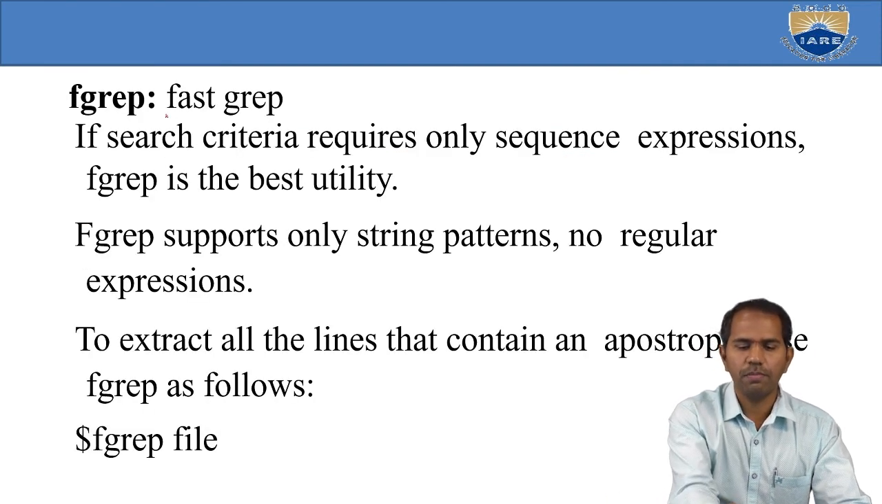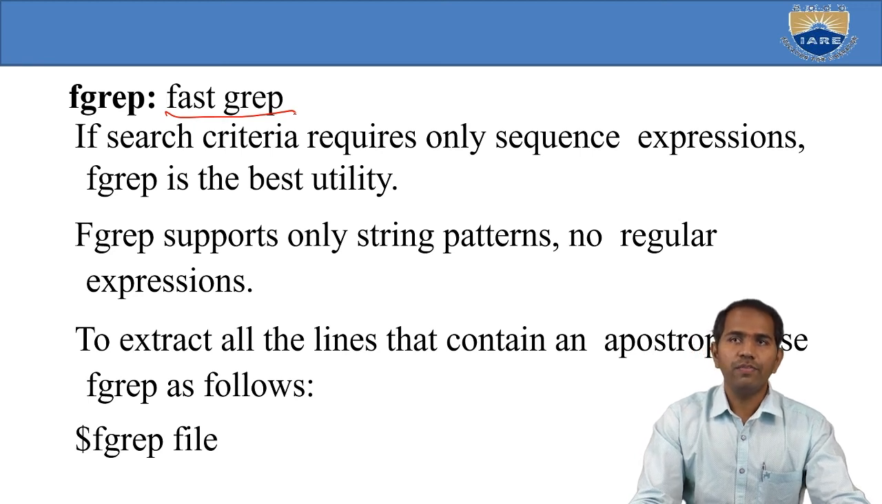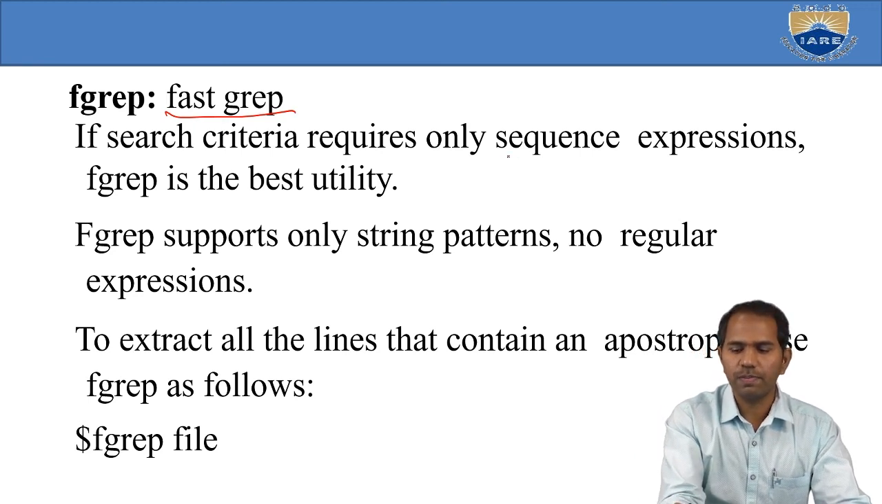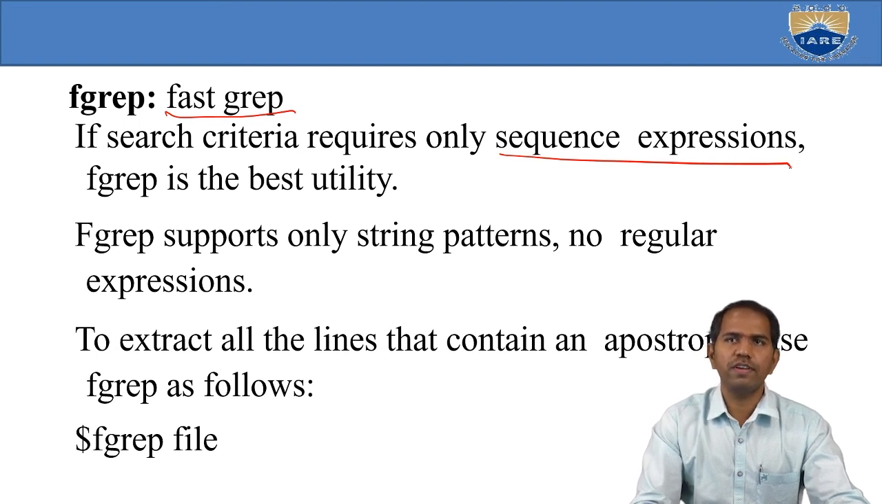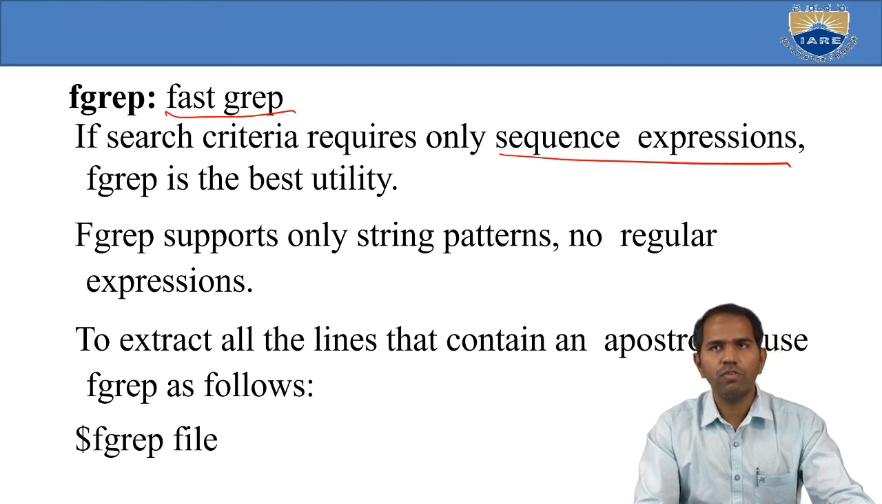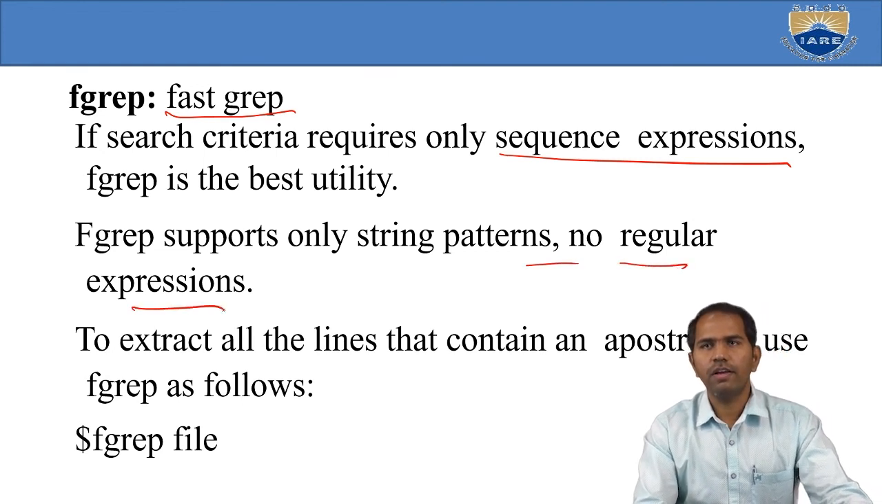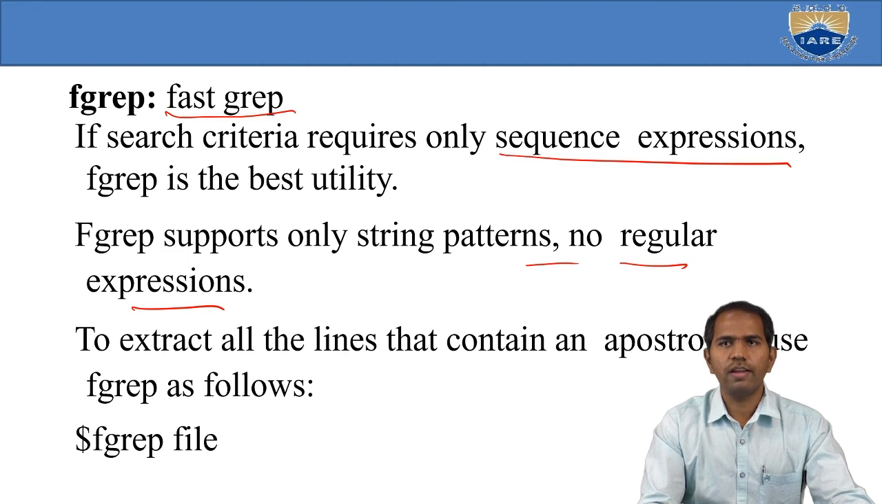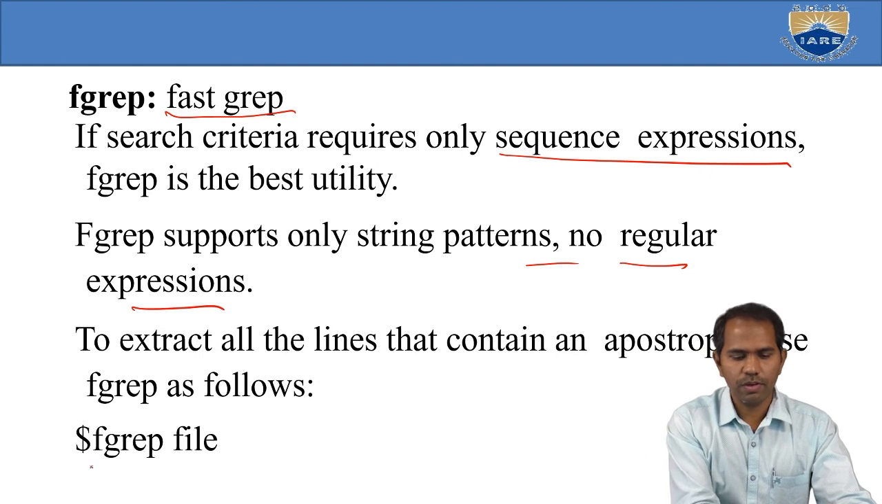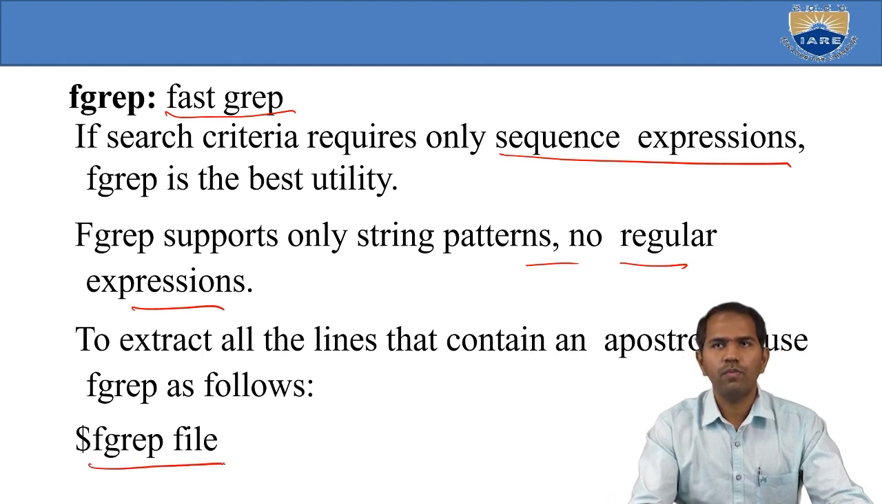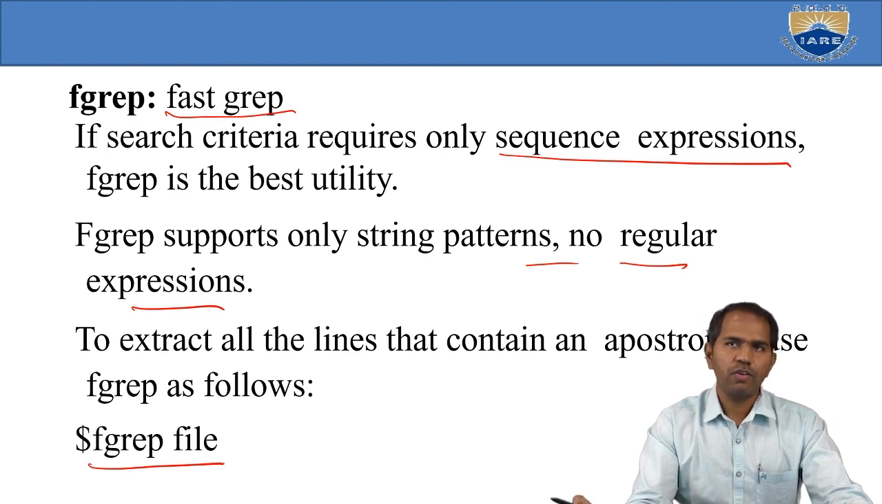Then fgrep, which is fast grep. If the search criteria require only sequences of expressions, fgrep is the best utility. fgrep supports only string patterns, no regular expressions. To extract all the lines that contain an apostrophe, use fgrep on the file name. So if the criteria require only sequence expressions, use fgrep.